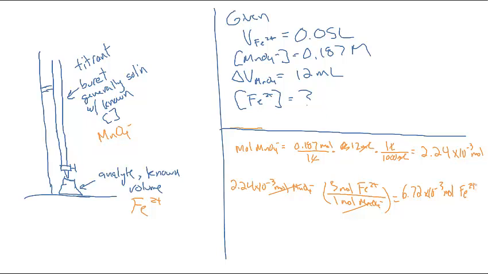How do I go from moles to molarity? Divide by volume. So 6.72 times 10 to the minus 3 moles over 0.05 liters. And what do we get? 0.135.